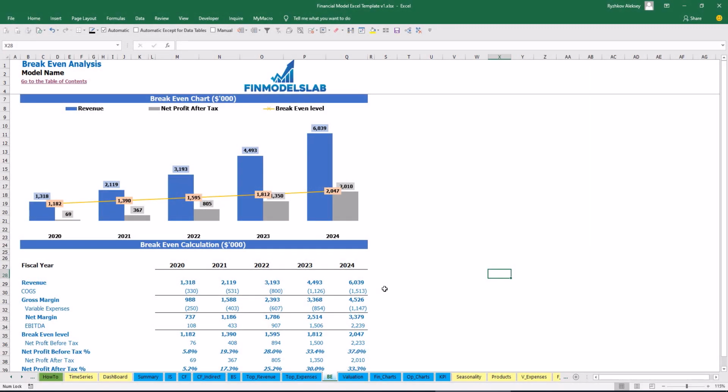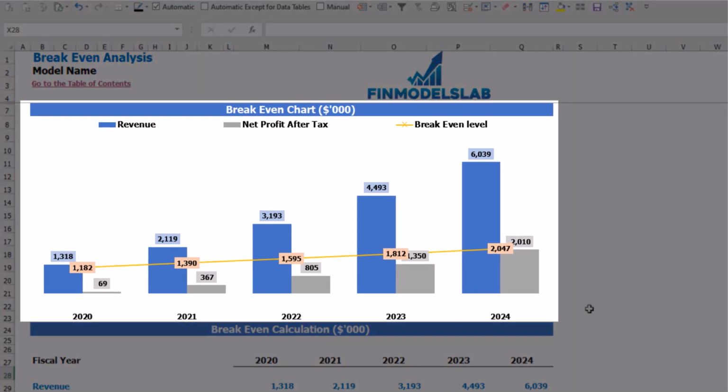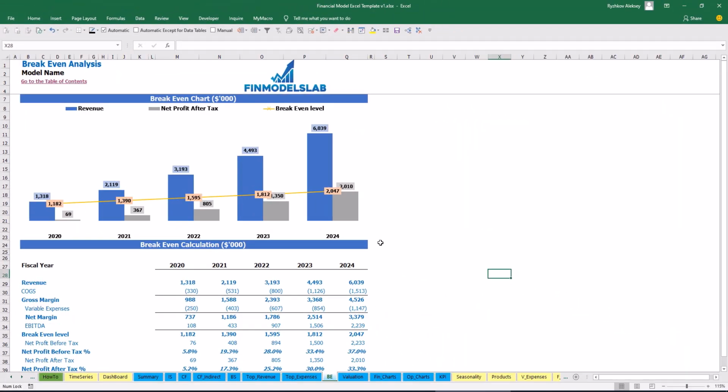On the break-even tab, you may find the calculation of revenue break-even level and break-even chart. For this particular use case, you may find that your revenue break-even level is less than actual revenue calculation. This means that the company is profitable.